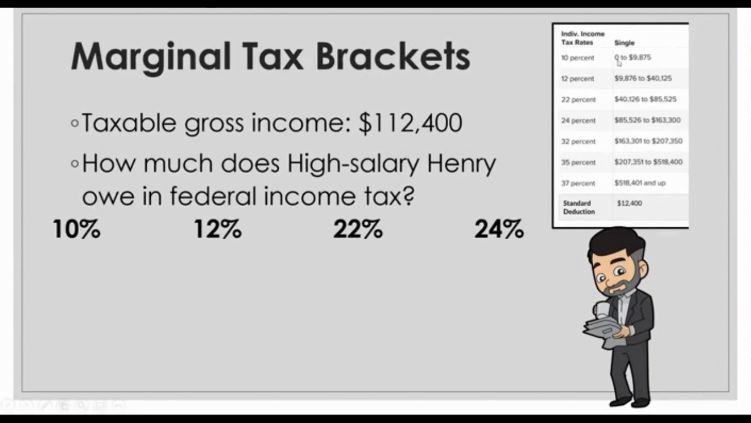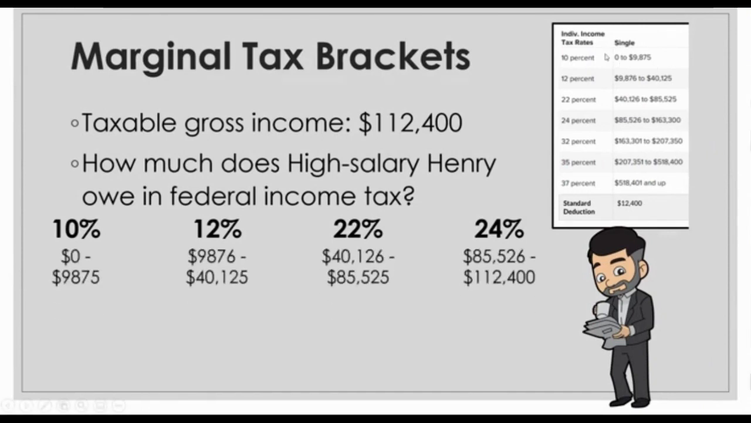The first 9,875 is going to be taxed at 10%. Then the next roughly 30,000 is going to be taxed at 12%. Then the next roughly 45,000 at 22%, and then the next range, even though it goes up to 163,300, we're going to stop with the last taxable dollar that he earned. So even though it goes all the way up to 163,299, we're going to stop at 112,400 because that was his last taxable dollar.